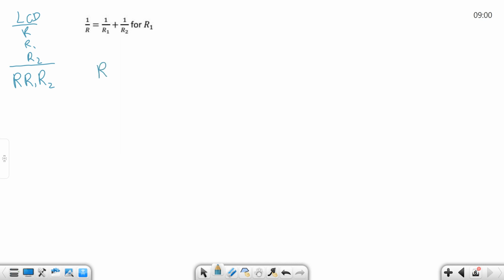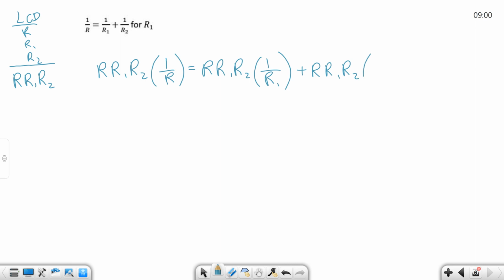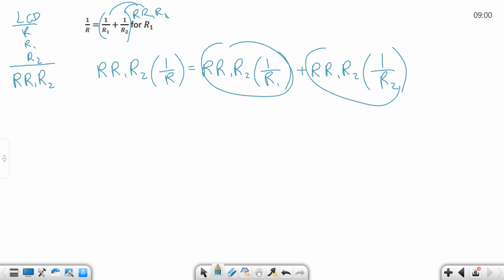So I'm going to multiply R, R1, R2 times 1 over R equals R, R1, R2 times 1 over R1. So what I'm doing every time I have a fraction with an equation, every time, I multiply everything on both sides. So plus R, R1, and R2 times 1 over R2. I multiply everything. And what I'm really doing here is distributing my LCD to both terms. This is the first part and this is the second part of that distribution. I just go straight to the distribution and say, look, if I have an LCD, I've got to multiply every term on both sides by the LCD.